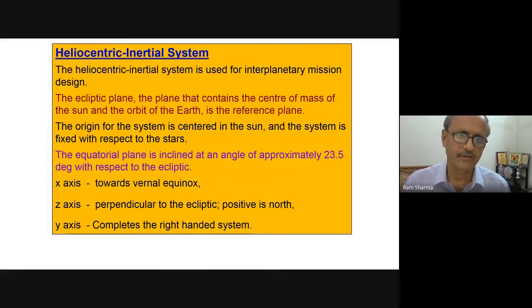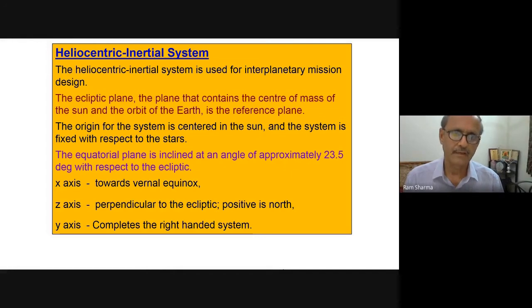Now, the heliocentric coordinate system we also need when we go to the interplanetary system, where we want to use the Sun as the center. Here you can see that the x-axis is toward the vernal equinox, the z-axis is perpendicular to the ecliptic, positive to the north, and the y-axis completes the right-handed system. The origin of the system is centered at the Sun.